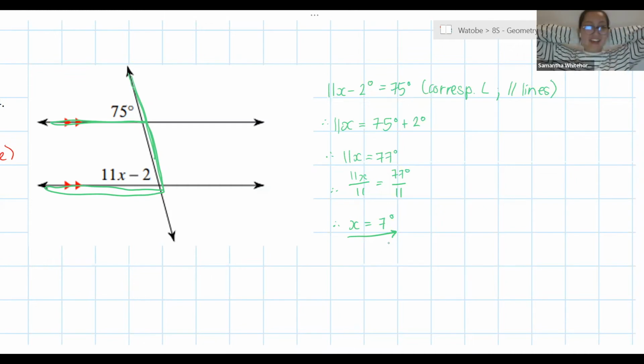So exactly that. We can see the F shape, so we know they're corresponding, which means we know that they are equal. And so we can set up our equation and we can work out what X is.